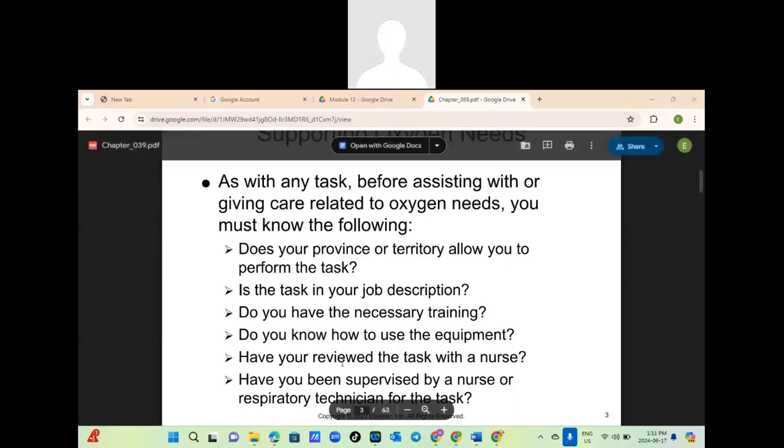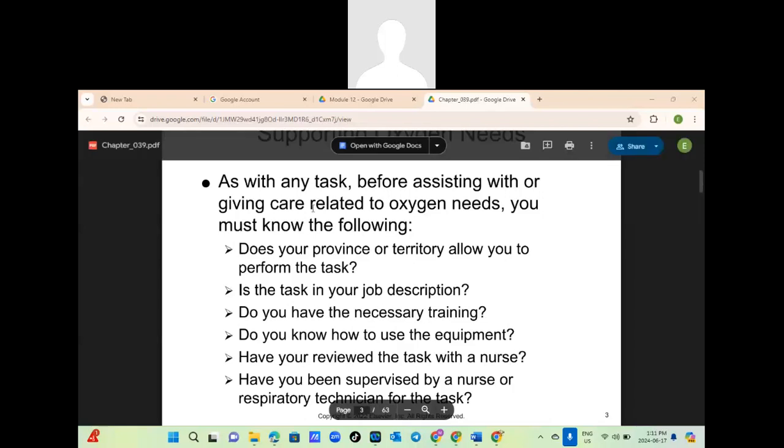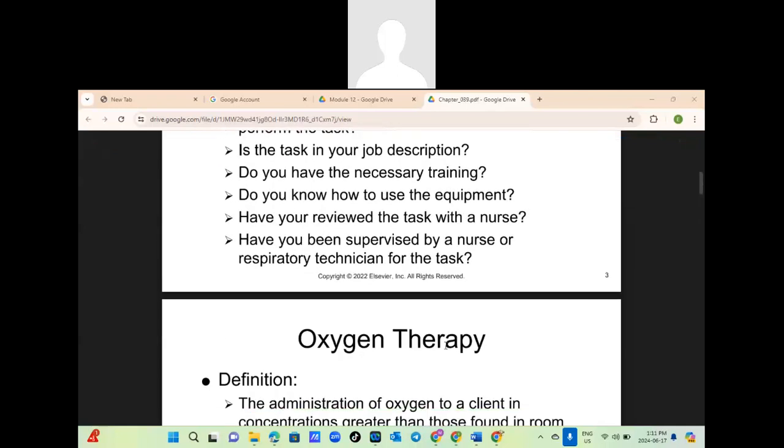Have you reviewed the task with a nurse? I think this is when the nurse educates or trains you, and you have a return demonstration, so the nurse can evaluate if you are competent enough to assist with the therapy. Have you been supervised by a nurse or respiratory technician for that task? These are the questions you're going to ask before assisting or giving care with oxygen needs.